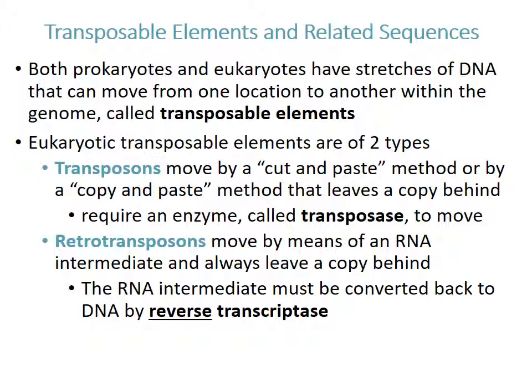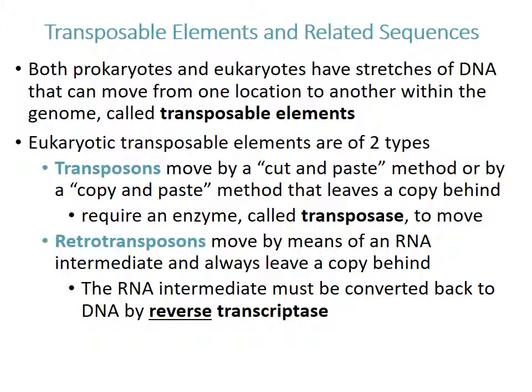So both prokaryotic organisms and eukaryotic organisms have stretches of DNA that can actually kind of move from one area to another within the genome, which is pretty interesting. Those are called transposable elements. Eukaryotic transposable elements can be one of two types.